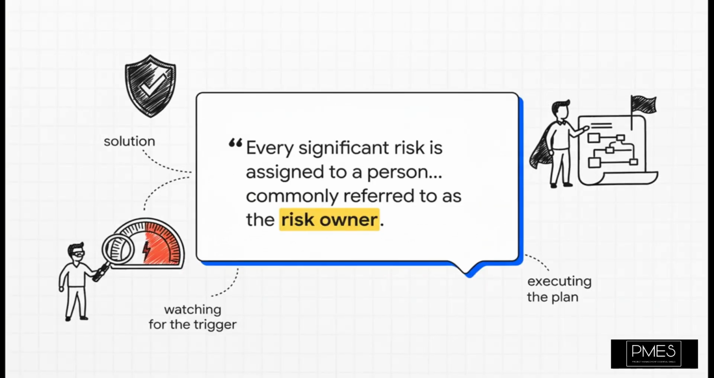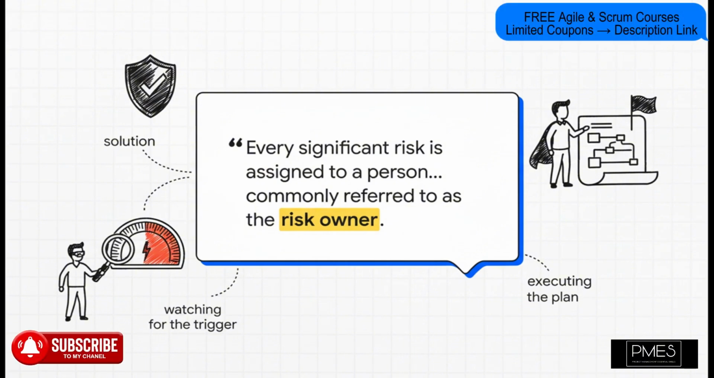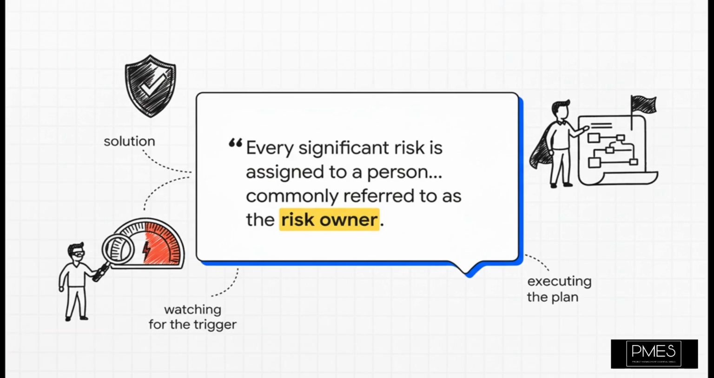And the solution is actually pretty straightforward. You assign a specific person, a designated risk owner, for every single significant threat. And look, this isn't just some fancy title on an org chart. No way. It's an active, ongoing responsibility to watch for that risk's trigger and be ready to pull the trigger on the plan.